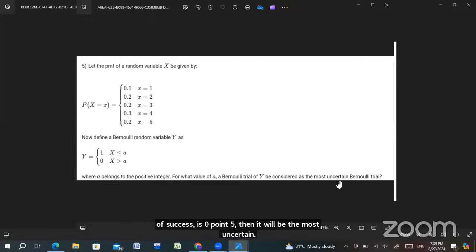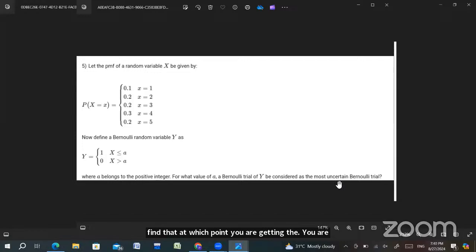Yes. So you have to find at which point you are getting the probability of success p as 0.5. Ma'am, I didn't get you. Can you just repeat that? See, for p to be 0.5, you have to find the value of a for variable Y. You are given the distribution of Y also, and you are given the distribution of X. Ma'am, but in X we don't have any 0.5 probability. No, Y is different.